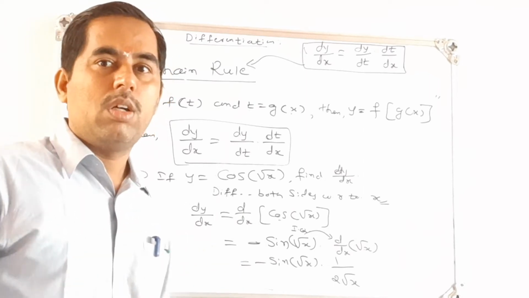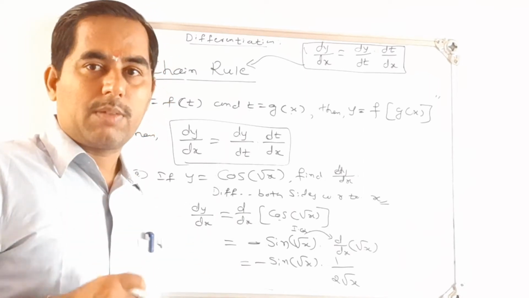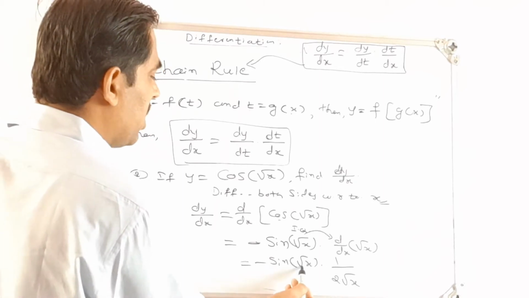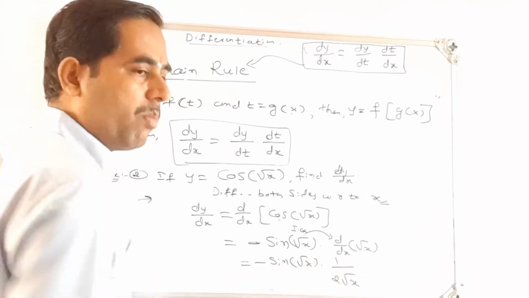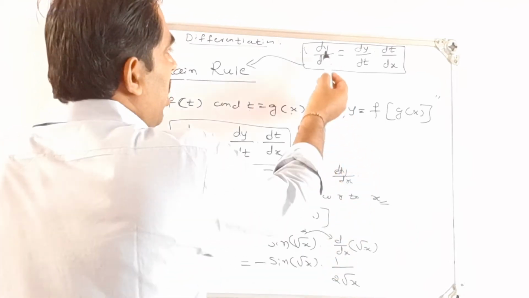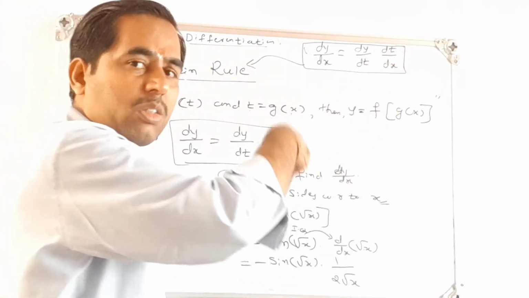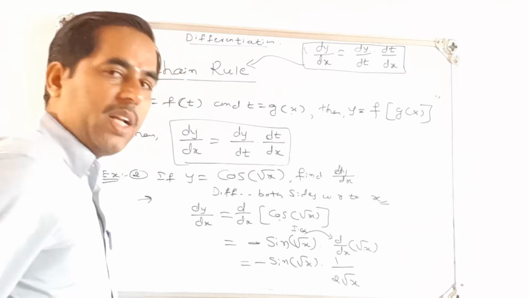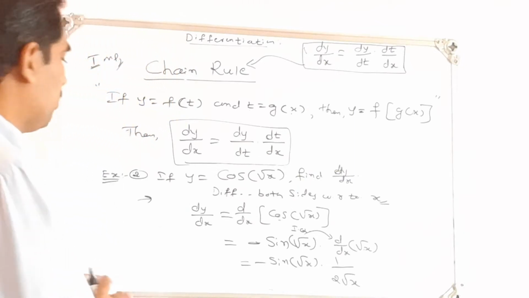These kinds of questions will be asked for 1 mark. So we can write it directly, minus sin root x into the derivative of root x, which is 1 by 2 root x. So we have also used the chain rule here. dy by dx is equal to dy by dt into dt by dx. You can do that also. You will get the same answer. Minus sin root x into 1 by 2 root x.